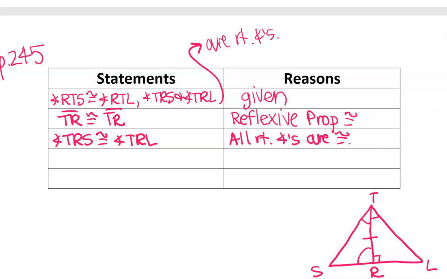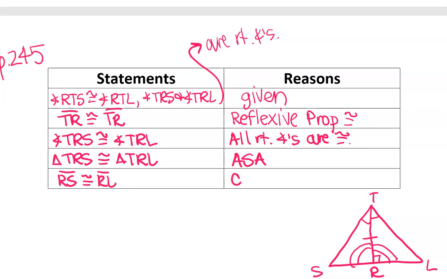So now this one is the same as this one, and we do have congruent triangles now. Triangle TRS is congruent to triangle TRL, and that's going to be angle, side, angle. If you remember, look at one triangle and do them in order. You'll figure out which one it is. And when that happens, all the other parts are congruent as well, by corresponding parts of congruent triangles are congruent.